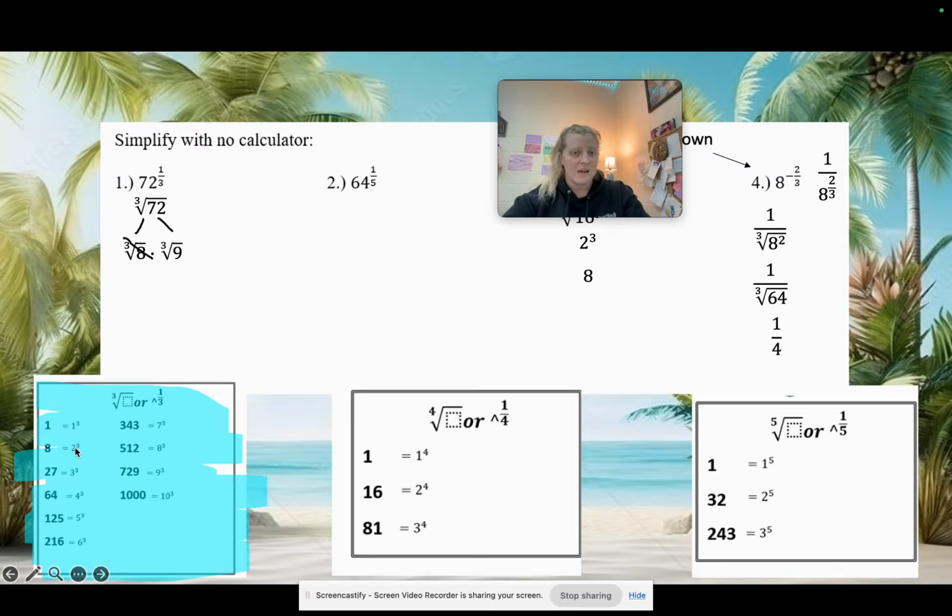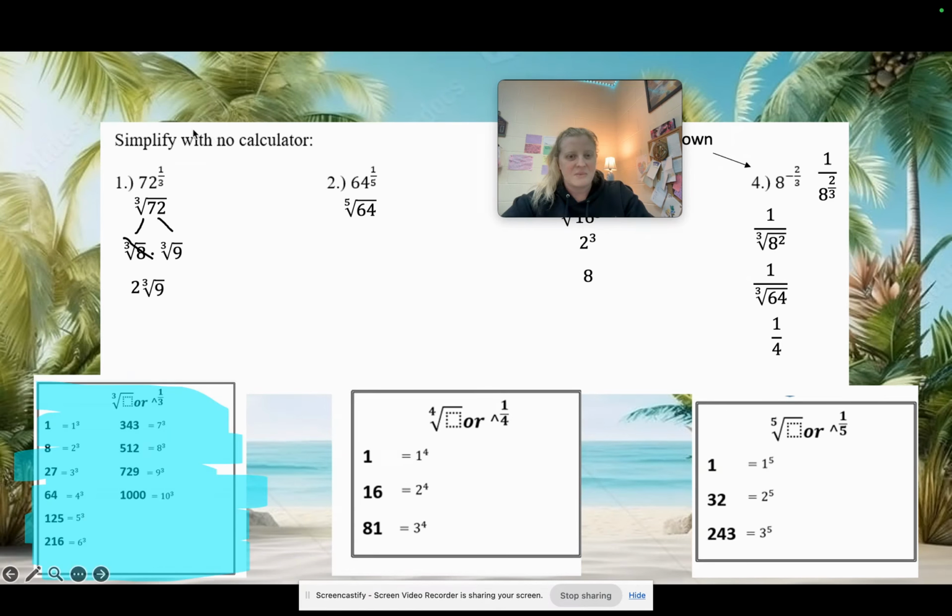So that 8 is going to become 2. But 9, even though we're used to square rooting 9, it's not a square root, it's a cube root. 9 is not special in the cube root world. It's not in this list. It would be a bold number here. It's not in this list. So you can't do it. You just leave it alone. That's how you simplify higher power roots.